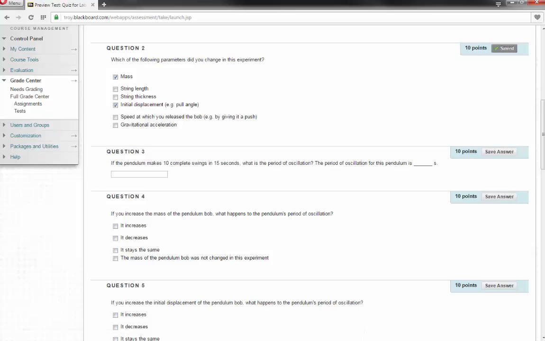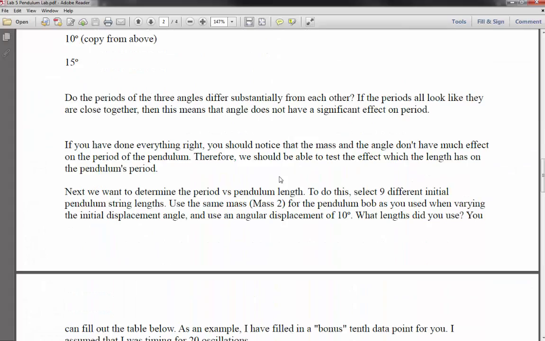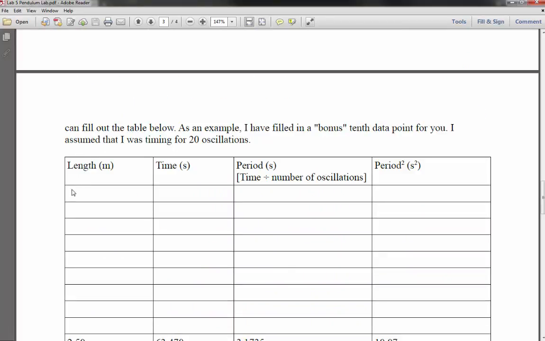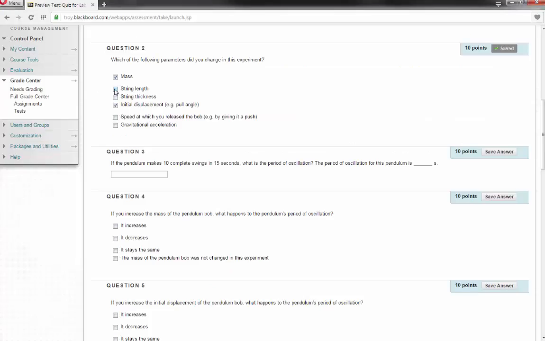Okay, are there any others besides that we do? Well, let's scroll down some more. Then I see an entire table of length and times. And it says basically we need to determine the period versus the pendulum length. Select 9 different initial pendulum string lengths. So that sounds like we're varying the length of the pendulum. So go ahead and pull up the quiz again. String length is essentially what this length of pendulum thing is.